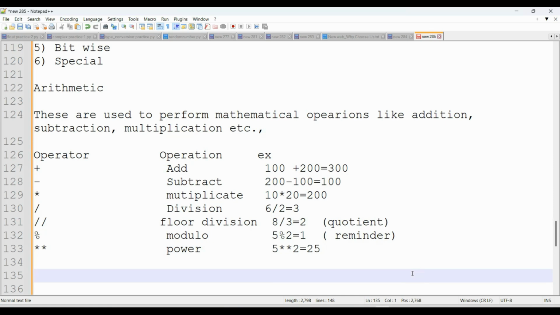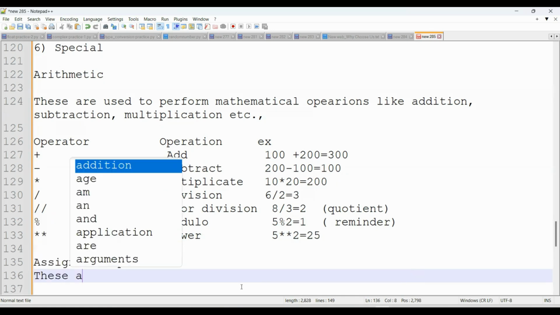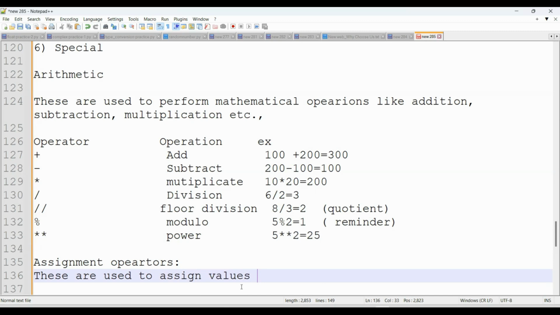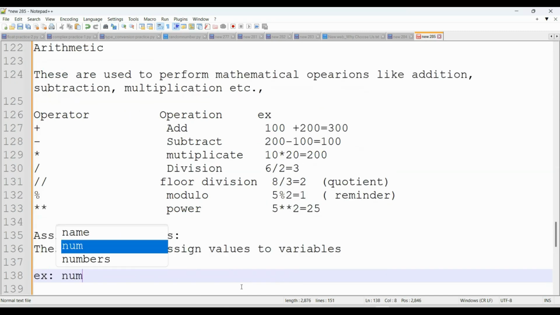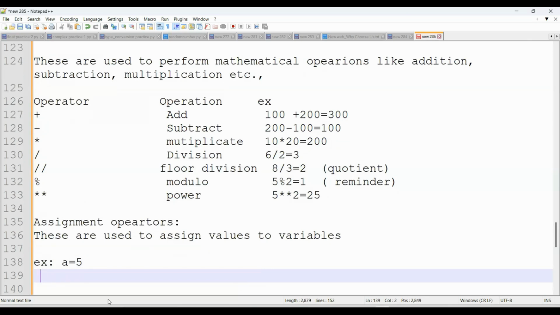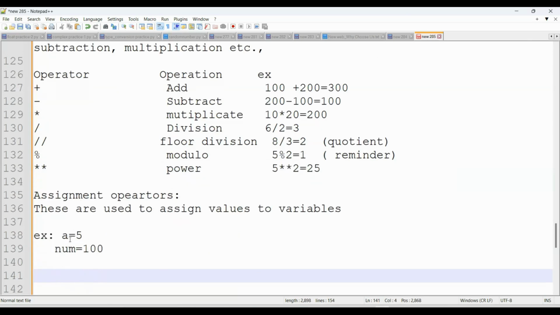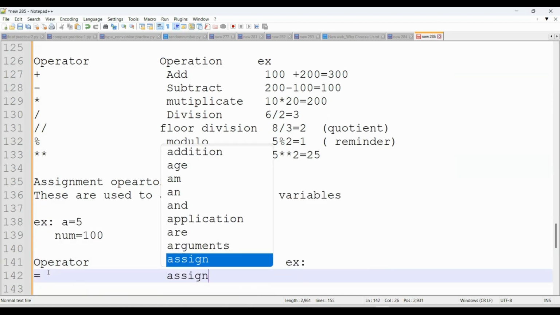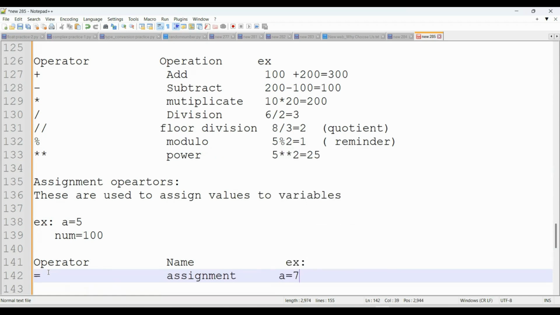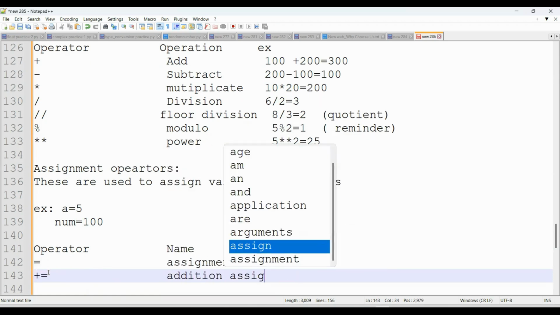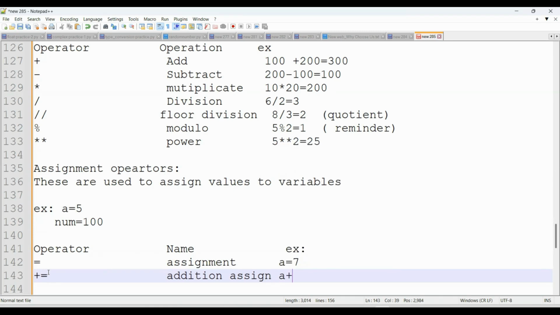Then we'll discuss assignment operators. These are used to assign values to variables. For example, num is a variable, age equal to 5, or num is equal to 100. So we are assigning values to the variables. Here we'll also prepare a table with operator, name, and example. For example, a is equal to 7. Plus equal is addition assignment. For example, a += 1 means a = a + 1.